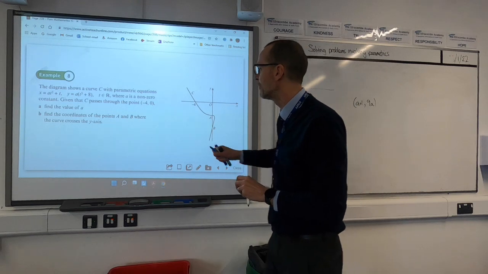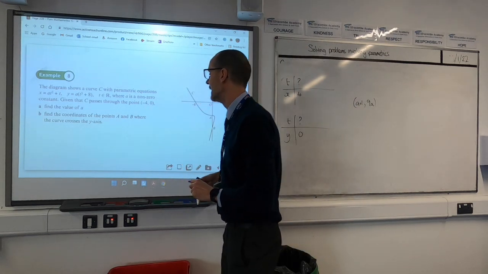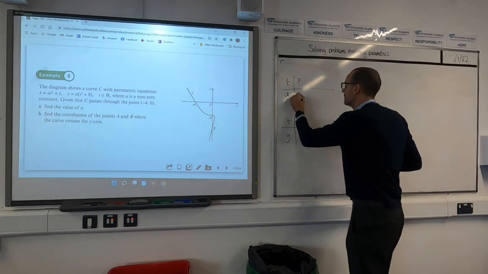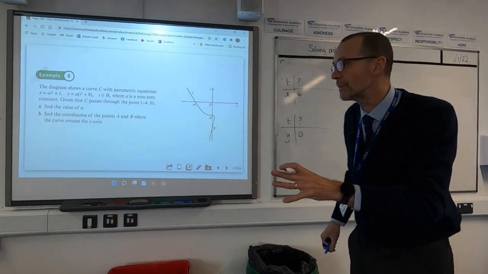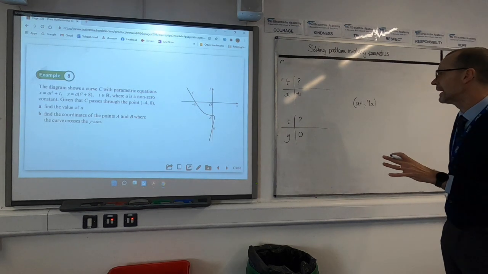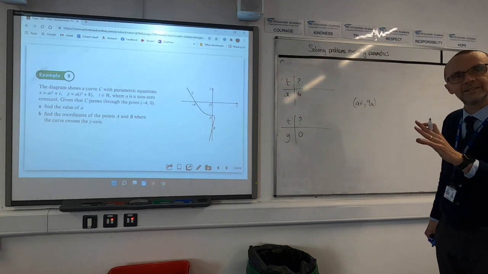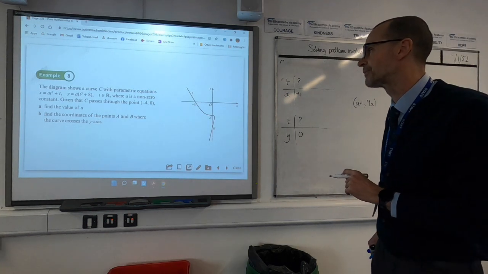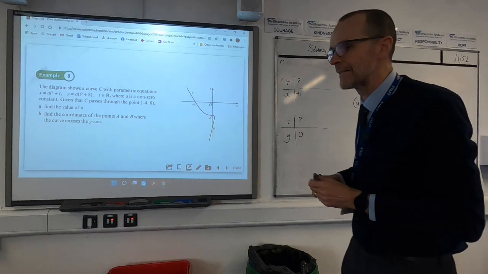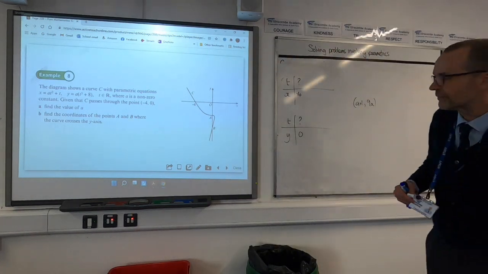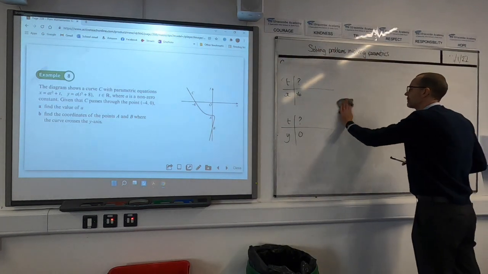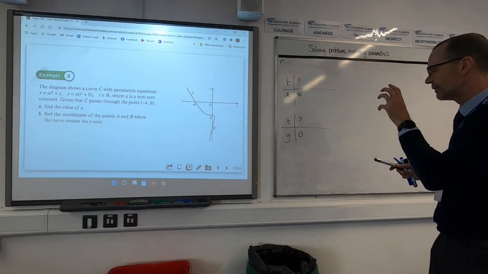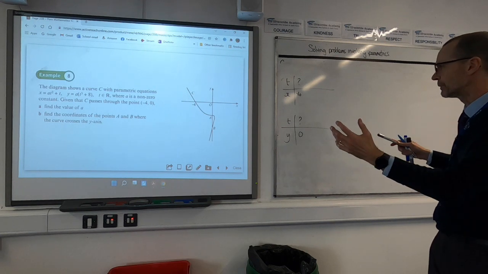We're told that this curve passes through this point here. So write me an equation about, sorry, it's 4, 0. Write me an equation about x, write me an equation about y, and see if you can decide how that sorts itself out. It will be the same t in both equations because one value of t gives you the coordinates.